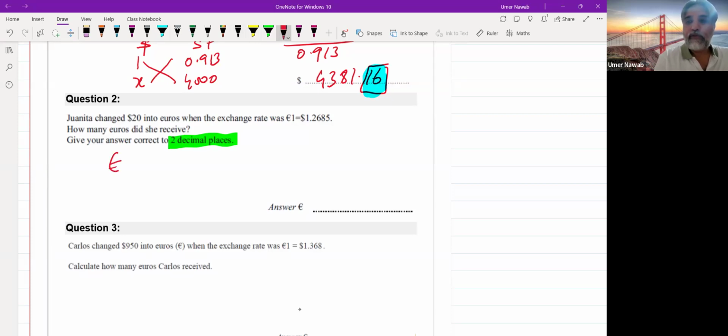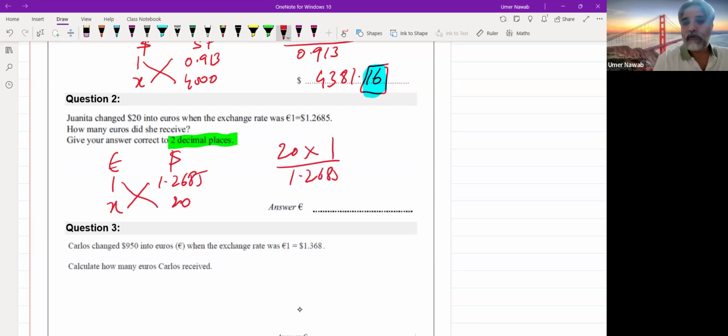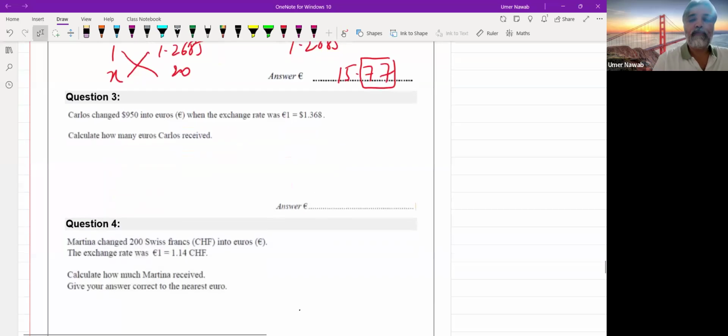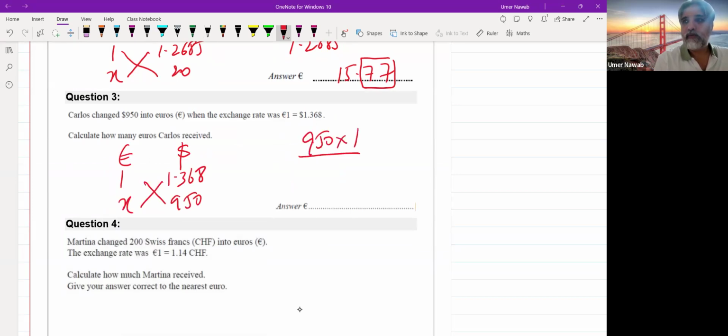So euro versus dollars. 1 represents 1.2685. X for 20, cross multiplication. 20 times 1 over 1.2685. Final answer will be 15.77. So you can see I wrote my answer to 2 decimal places. Next, euro versus dollars. So 1 represents 1.368. X for 950, cross multiplication. 950 times 1 divided by 1.368. Final answer is 694.44.